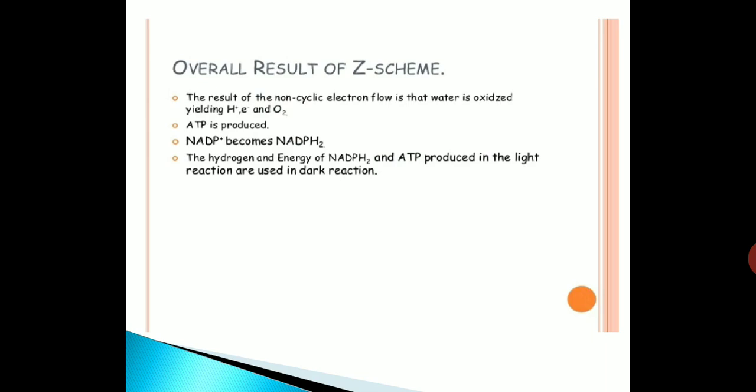The overall result of Z scheme. The result of the non-cyclic electron flow is that water is oxidized, yielding hydrogen ions, electrons and oxygen. ATP is produced. NADP plus becomes NADPH2. The hydrogen and energy of NADPH2 and ATP produced in the light reaction are used in the dark reaction.